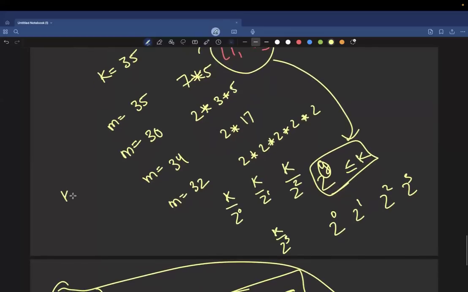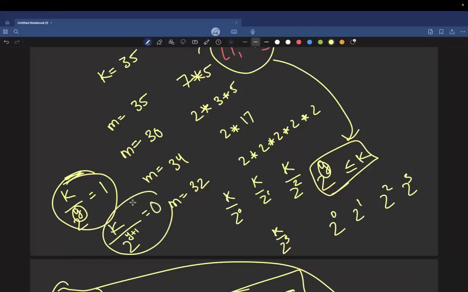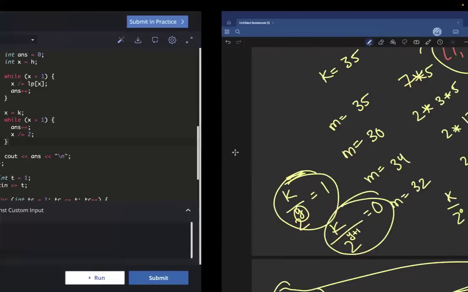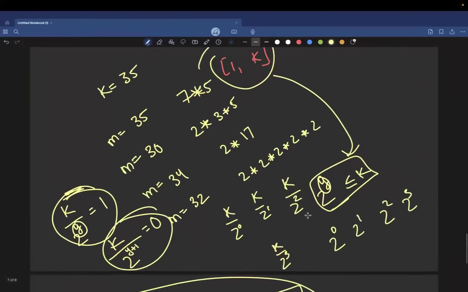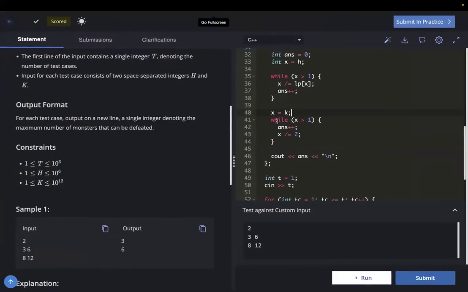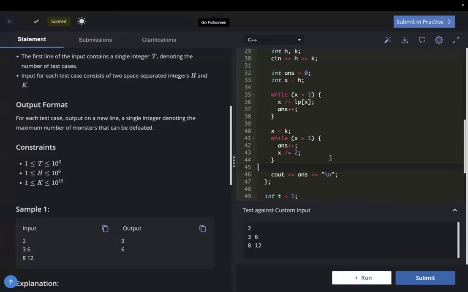and at some point k divided by 2 raised to the power y will become equal to 1. So it means that this is the largest value of y such that 2 raised to the power y is less than or equal to k. And as soon as I divide k by 2 raised to the power y plus 1, it will become equal to 0. Right? So the way in which I'm finding out the largest value of y such that 2 raised to the power y is less than or equal to k is by dividing k by 2 again and again, as long as the number stays greater than 1. And at last I'm printing the answer.